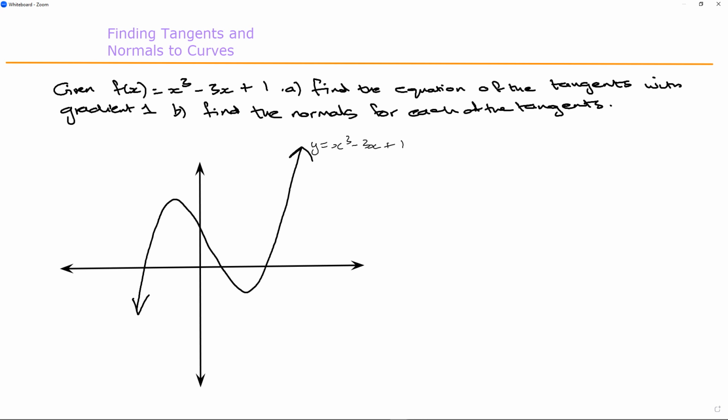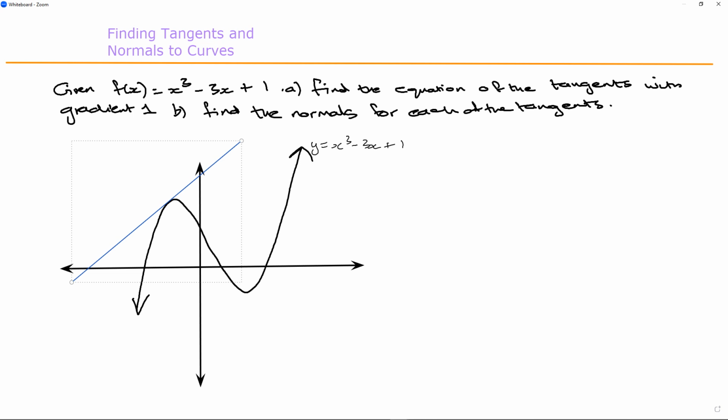Now, if I have a tangent to this, and it has to be a gradient of 1, you can see I can have a tangent over there at some point, and I can have another one over here at some point. So there's two possible tangents. Now I want to find the equation of each of these. This one will have a y-intercept in the negative, and this one will have a y-intercept in the positive. So that's the first thing.